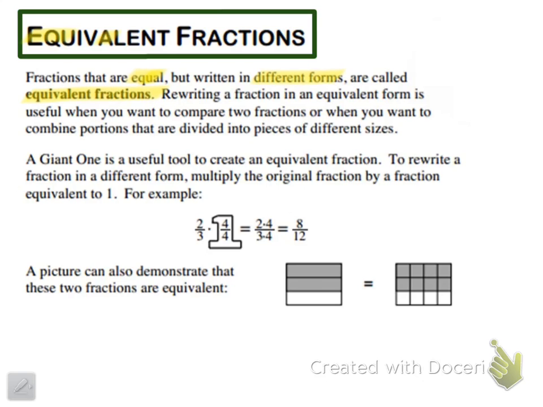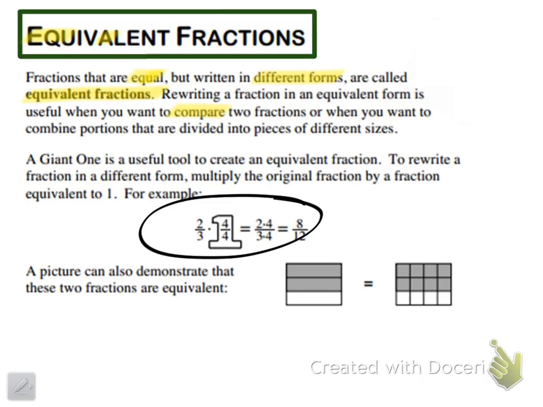Rewriting a fraction in an equivalent form is useful when you want to compare two fractions or when you want to combine portions that are given in pieces of different sizes. So it talks here about how the giant one, or the multiplicative identity, can help you find equivalent fractions. Let's look at that a little bit deeper.